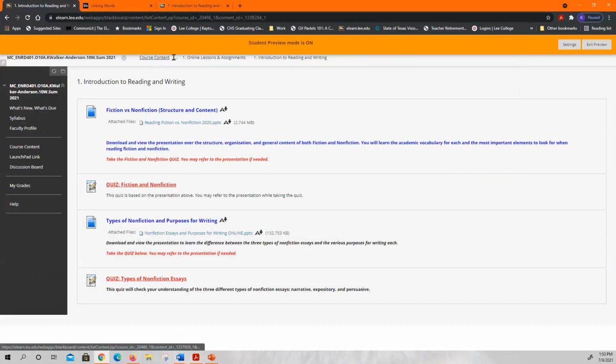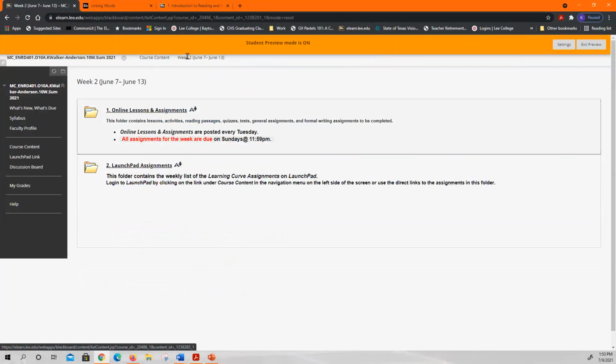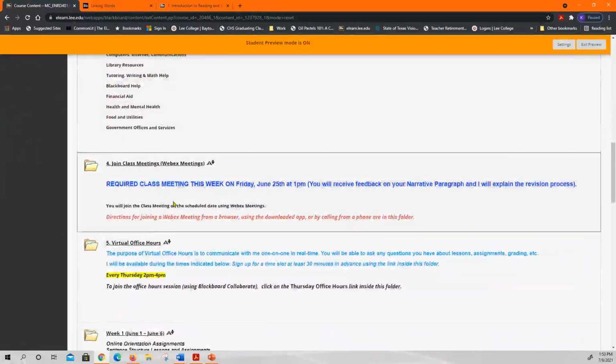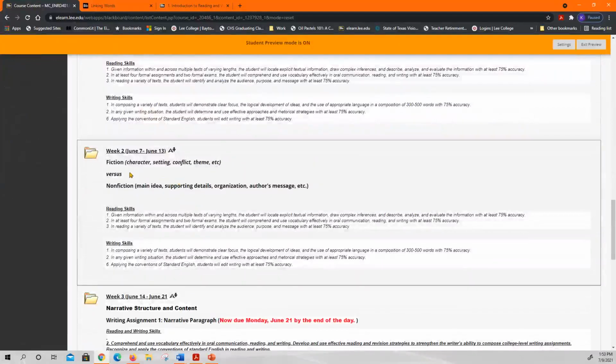Because if we go back to the week. Let me go back one more. If you look at the front for week 2, so here's some characteristics of fiction: character, setting, conflict, theme. Nonfiction: main ideas, supporting details, organization, author's message. None of those things are similar. They're all different. So that tells me there's more differences between these topics than there are similarities. So I'm going to write about differences.